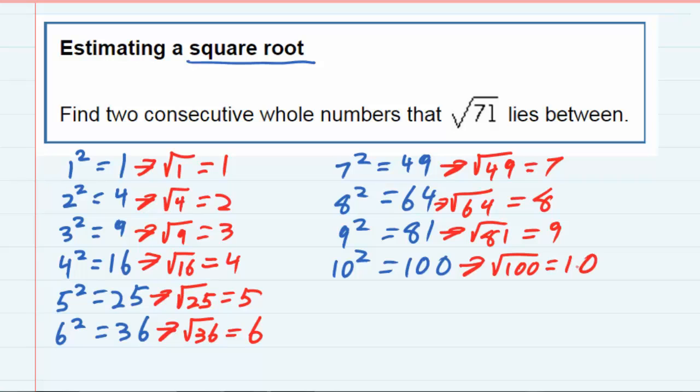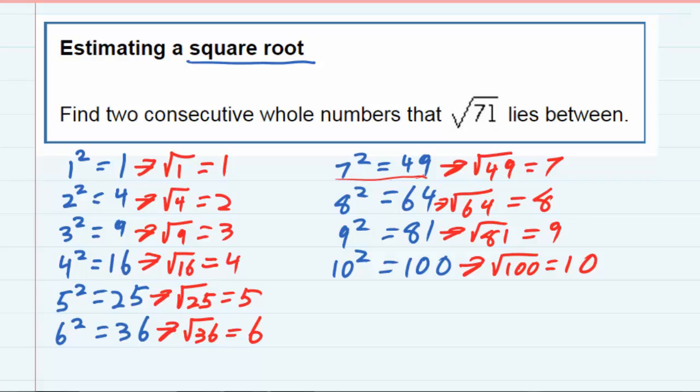So the square root is really asking a question. It's saying what number times itself is what's underneath the square root. So for example, the square root of 49 is asking what number times itself is 49. So memorizing that 7 times itself is 49 is the key to helping us remember these perfect squares.